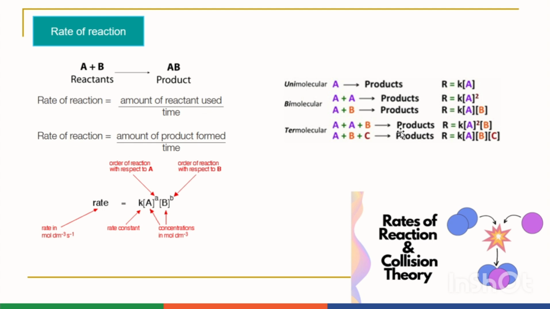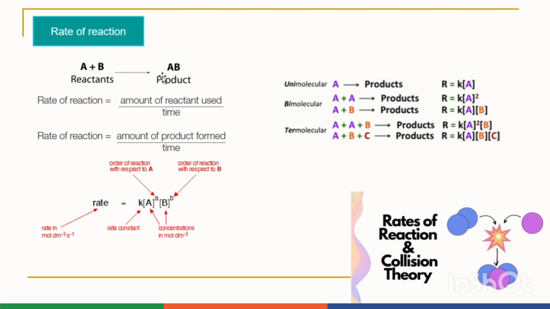So you can see here different types of chemical reaction and their relative reaction rate. For example, here A and B are reactants and AB is a product. So there are two ways to define reaction rate. The first one is related to the amount of the reactant used over time, or the second one is related to the amount of the product formed over time.